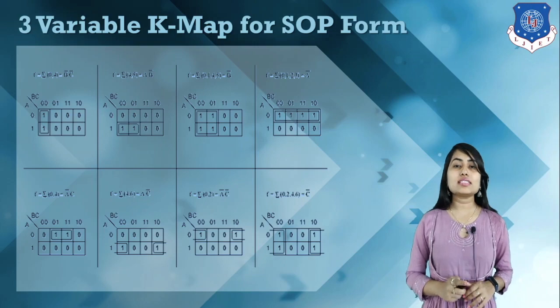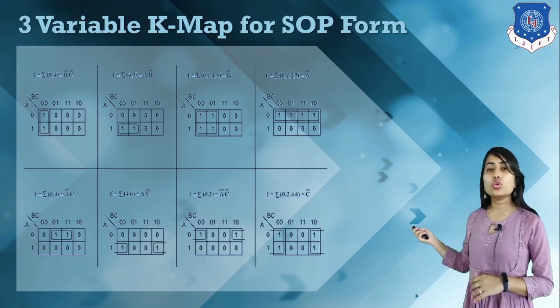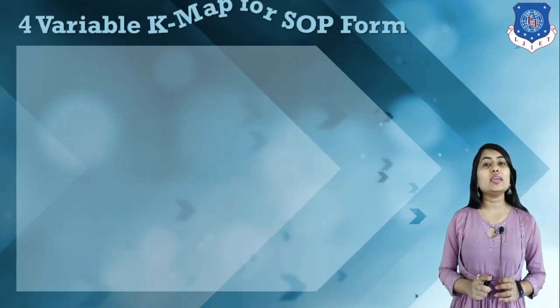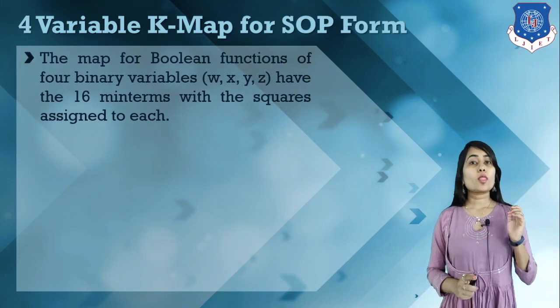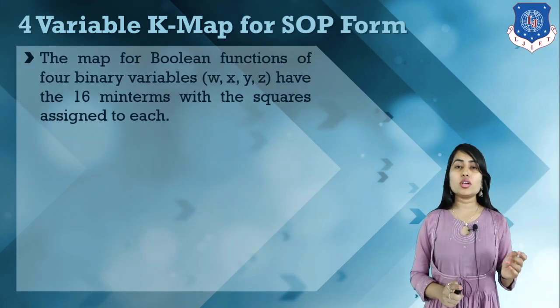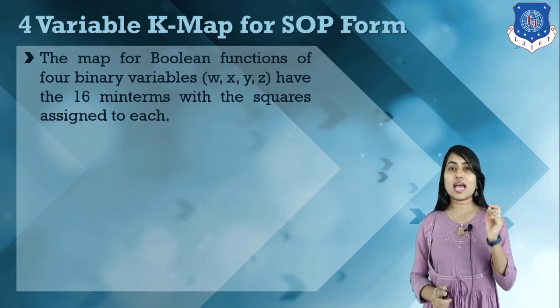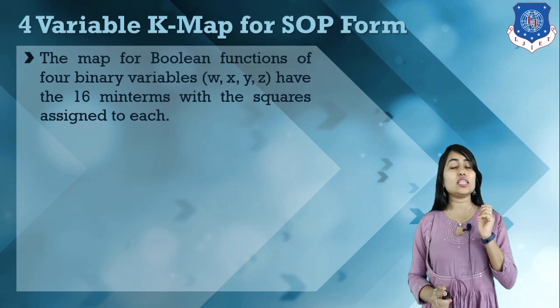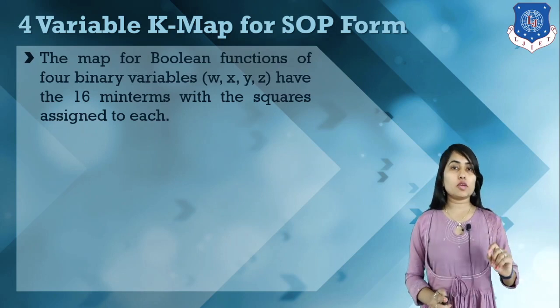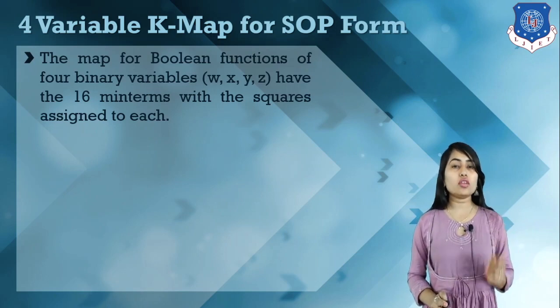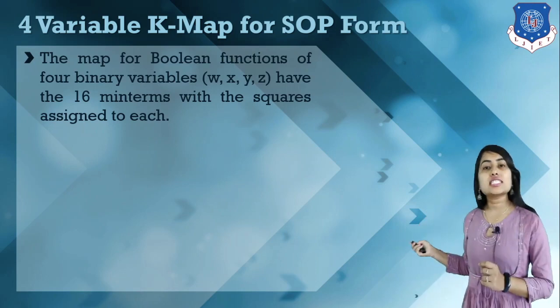Now let's discuss 4 input variables. For 4 input variables we have a total of 4 variables. For 4 variables we have a total of 2 raised to 4, that is 16, possible combinations. That means we have 16 min terms, so we have a K-map with 16 squares.